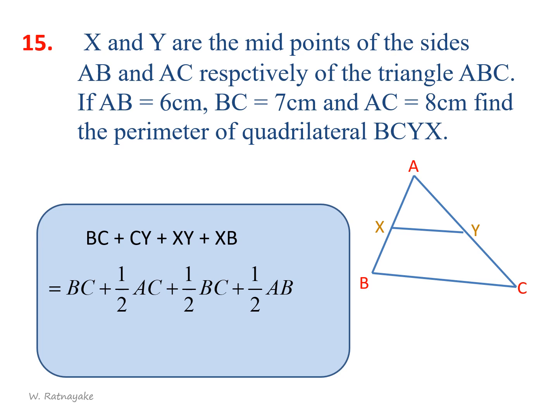So it is BC is 7, half of AC is 4, half of BC is 3.5, half of AB is 3. When you add these values we get 17.5. So that should be the perimeter of the quadrilateral. We used the knowledge of the midpoint theorem to get the lengths of the sides of the quadrilateral. So this is question number 15.